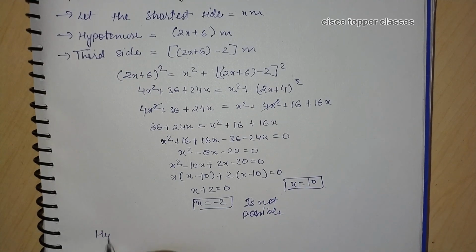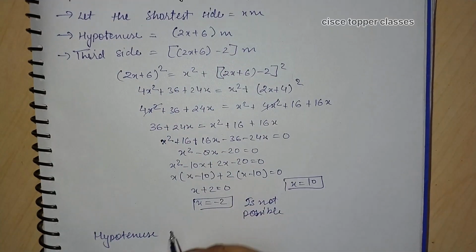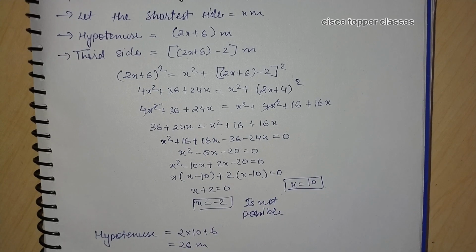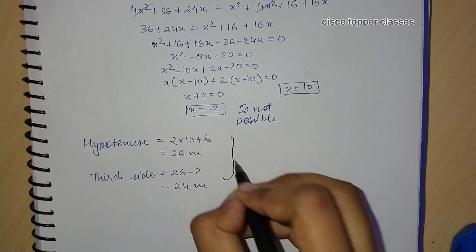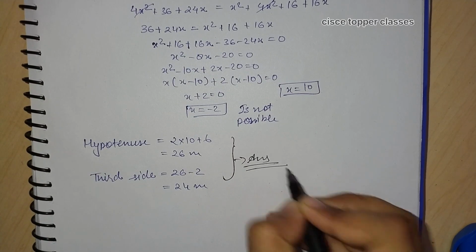And the hypotenuse we can find by putting it in 2x plus 6. It will be 2 into 10 plus 6, which will be 26 meter. And the third side is 26 minus 2, so it will be 24 meter. So this is the final answer in this question which we had to find.